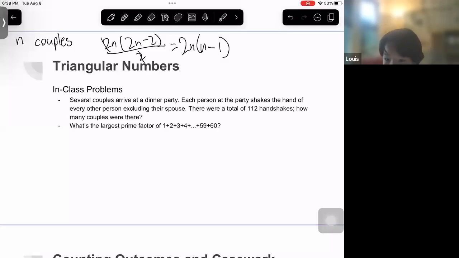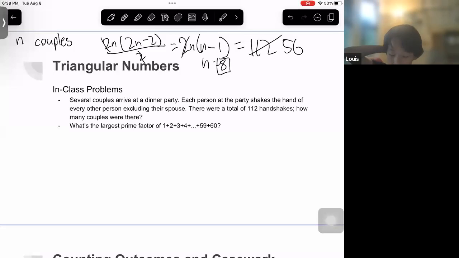And then this would equal 112. These two cancel, and they become 56. Using trial and error, we can find that n equals 8. So there are 8 couples.